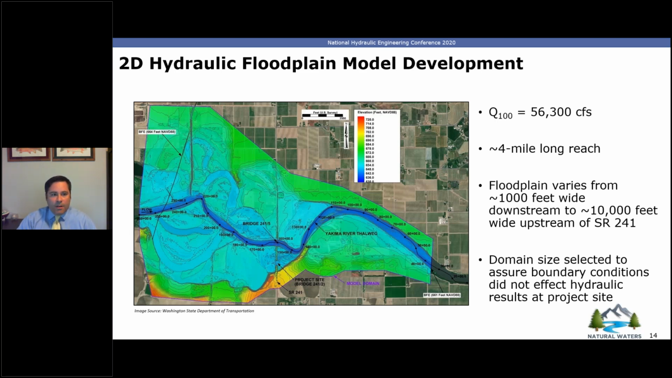So getting a little bit more detail on the 2D hydraulic floodplain model development, the 2D floodplain model consisted of approximately a 4-mile reach with a floodplain that varied from about 1,000 feet downstream of SR 241 to about 10,000 feet upstream. Again, just utilizing best practices, the domain was really selected such that the boundary conditions did not affect the model results of the project site. And this is also verified through a sensitivity analysis.